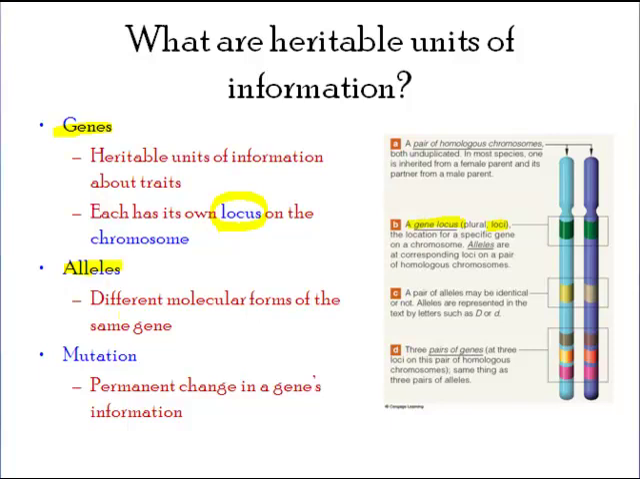Allele is a term for the different molecular forms of the same gene, which means that a pair of alleles may be identical. You can see over here the corresponding region in both of the chromosomes, and those are called alleles. The term mutation represents a change in those loci. So if there is a change in the genes, those will be mutations, and sometimes mutations can be a permanent change in the genetic pool of an organism.